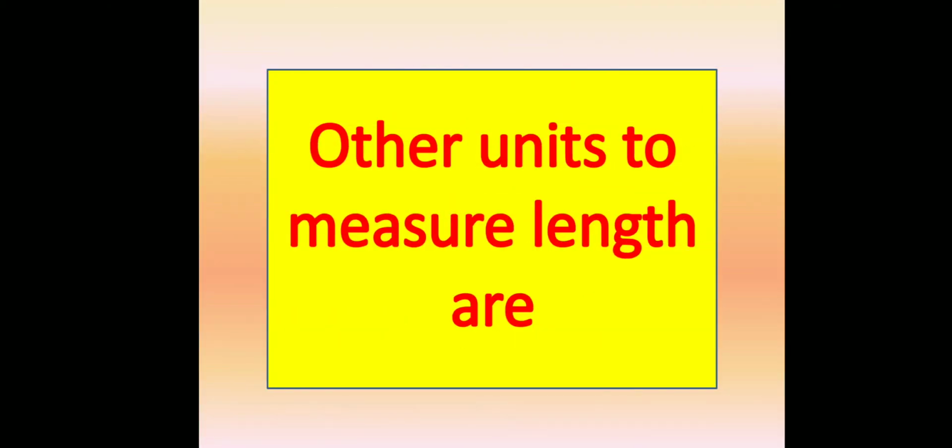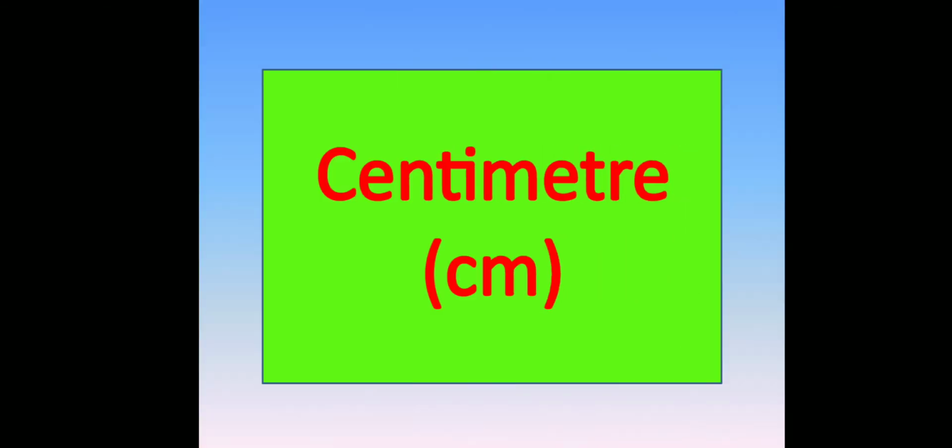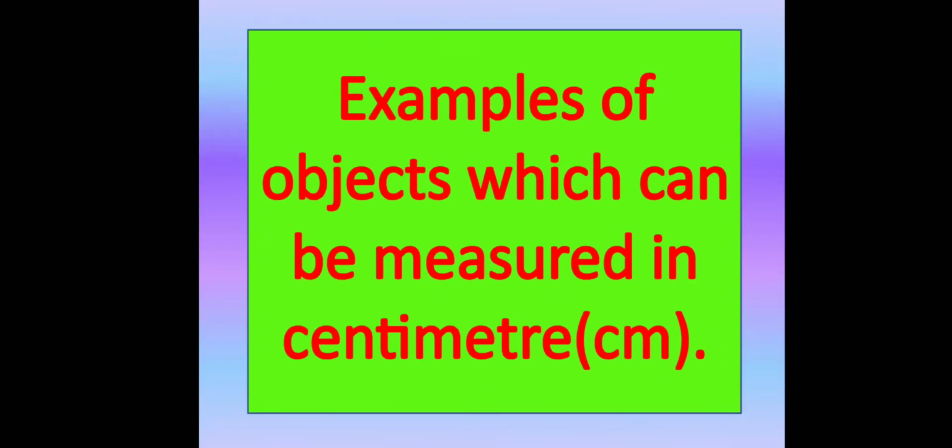In spite of meter, there are some other units to measure length. First is centimeter, and the symbol used to write centimeter is cm. Centimeter is used to measure small objects which are small in size. Now some of the examples of objects which can be measured in centimeters or cm are as follows.